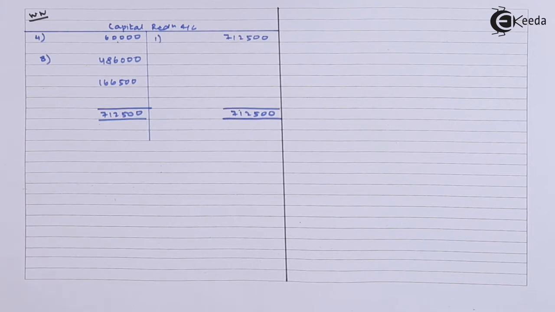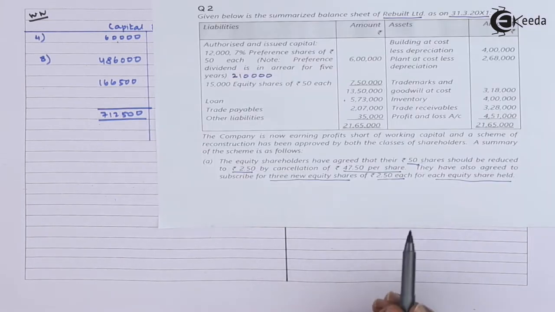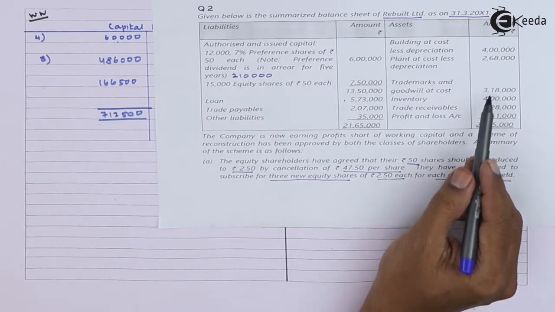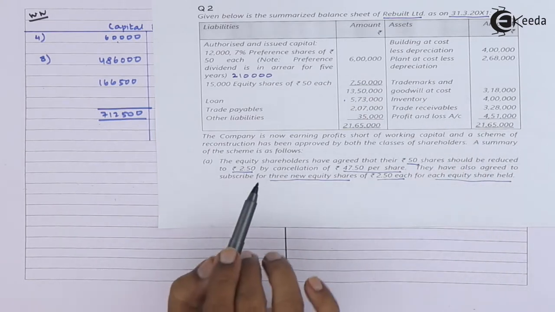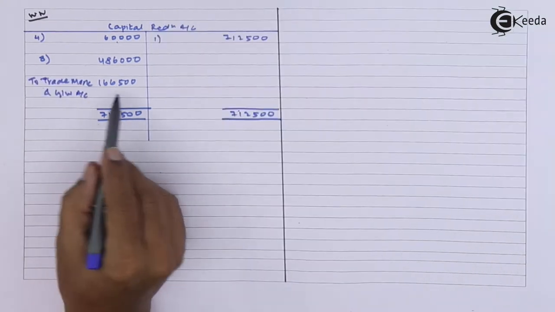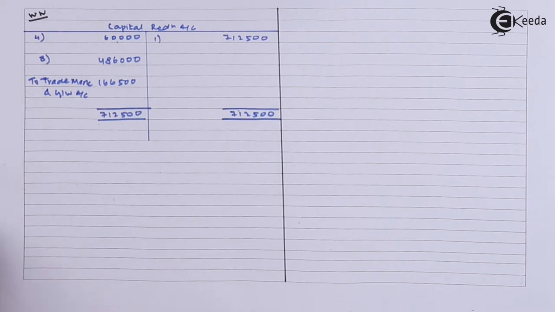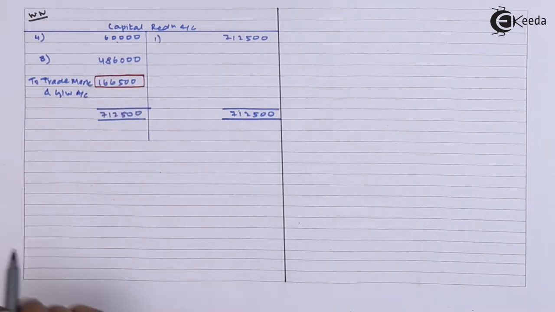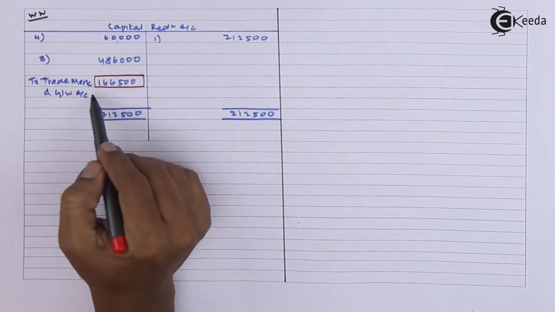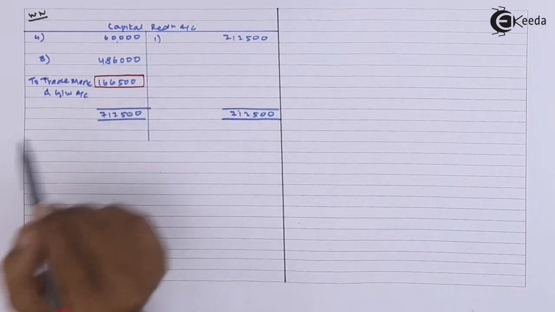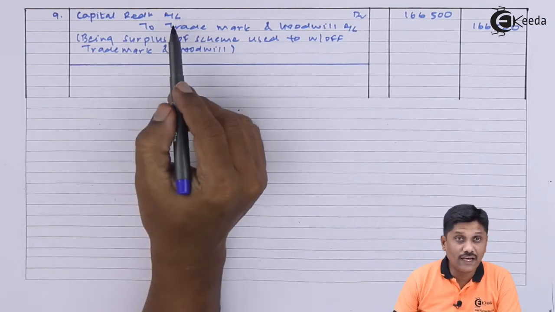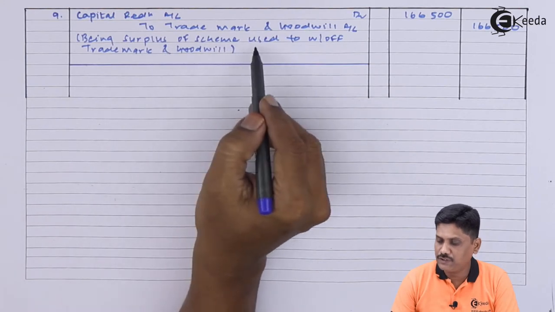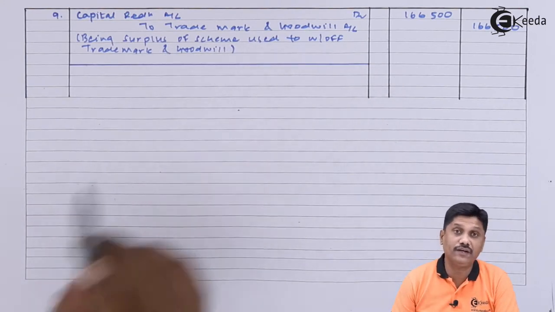Let me firstly check how much the amount is there. Trademark and goodwill, you can notice, student, the amount is 318,000. So again I will write off some amount which is available with me to trademark and goodwill account. This is a balancing figure. So my entry is formed: capital reduction account debit to trademark and goodwill account. Friends, you can notice my last entry, capital reduction account debit to trademarks and goodwill account, being surplus of scheme used to write off trademarks and goodwill.